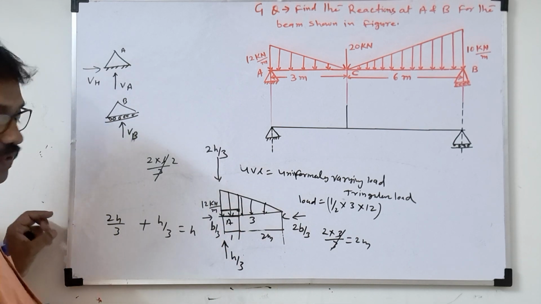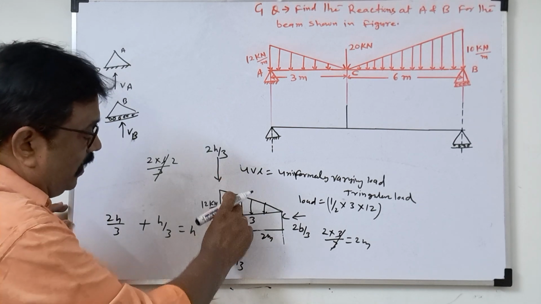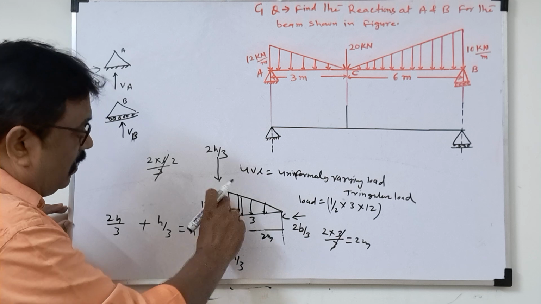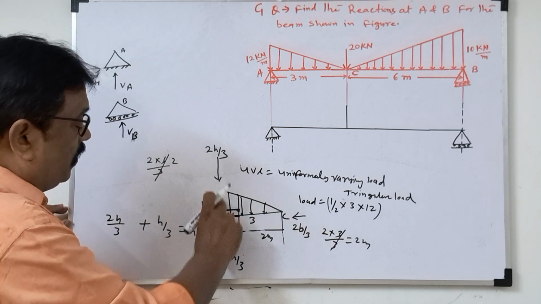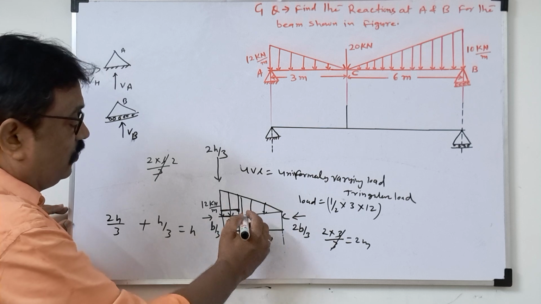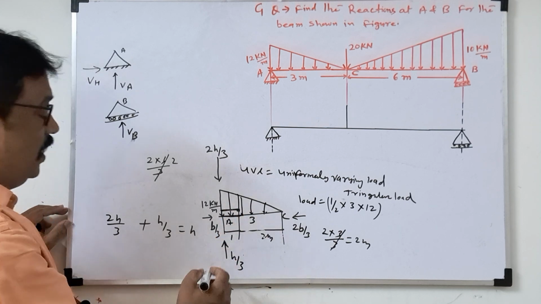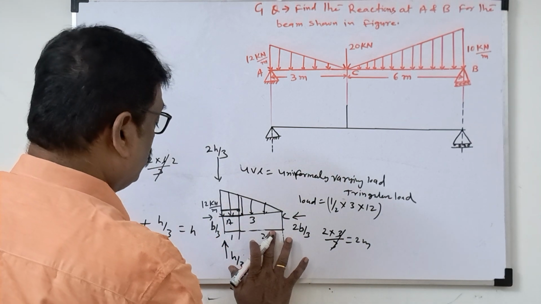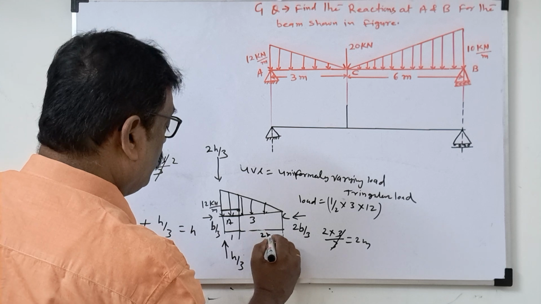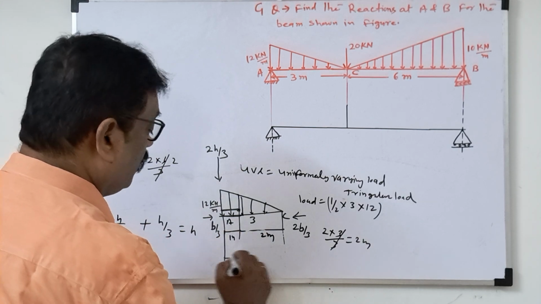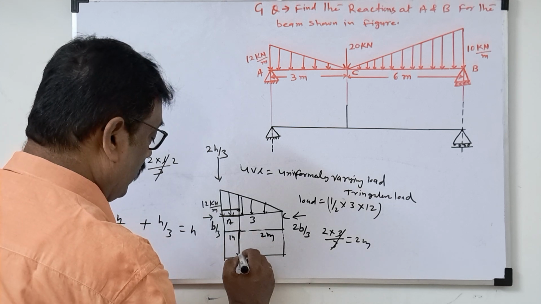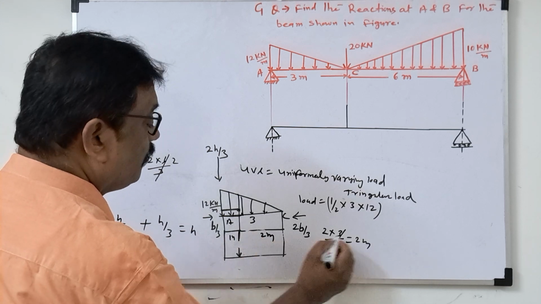So that means what you are seeing here: lower sections 2h by 3, broader sections h by 3. Lower sections 2b by 3, broader sections b by 3. So this is the center of gravity point. Then point load, I told you now. Now see here, this is 2 meter, this is 1 meter. Now where will the point load act? This will act here. What is the load here?